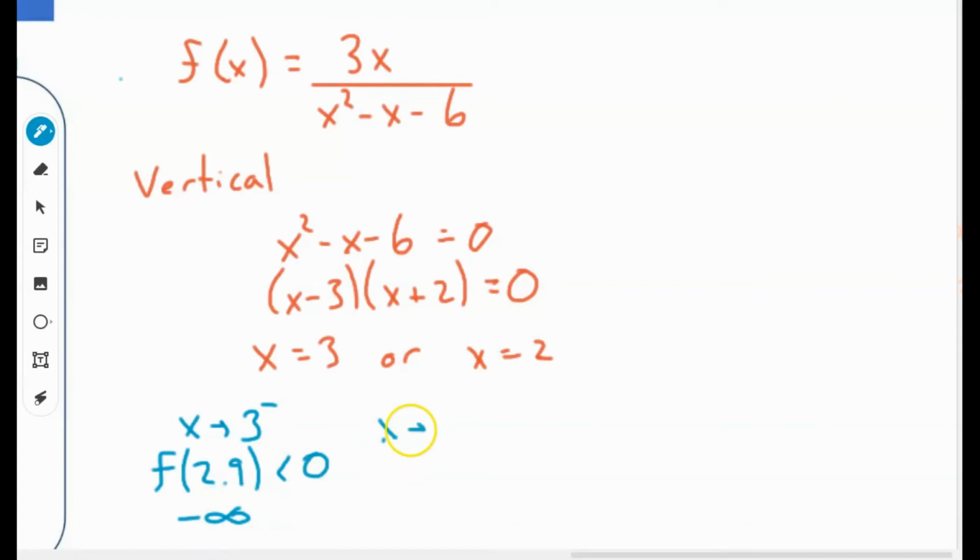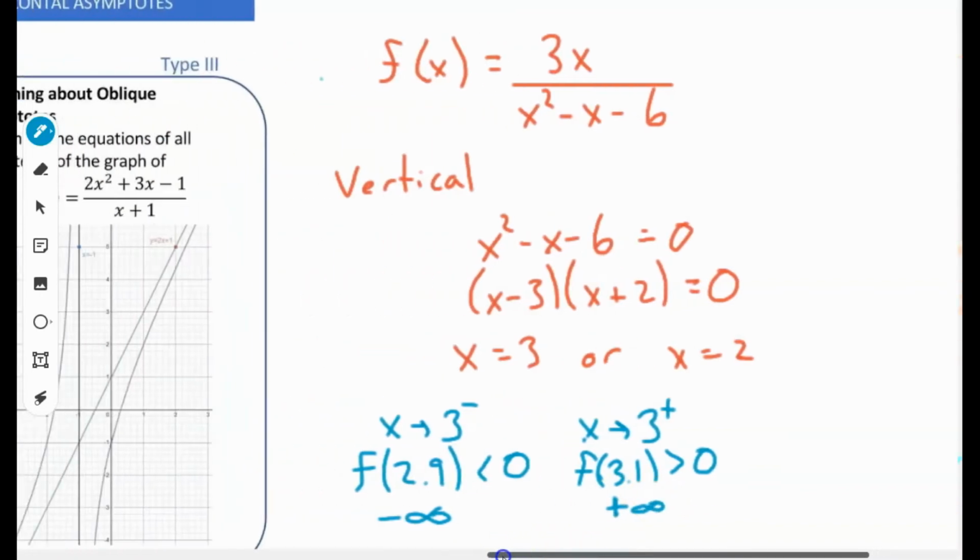If you try approaching 3 from the right, just pick a number that is slightly greater than 3, like 3.1 or 3.01, whatever. And you'll see you get a positive value in your function. You don't need to know what the exact value is. You just need to know whether it's positive or negative. And so if it's approaching 3 from the right, that means we are going towards positive infinity from the right.